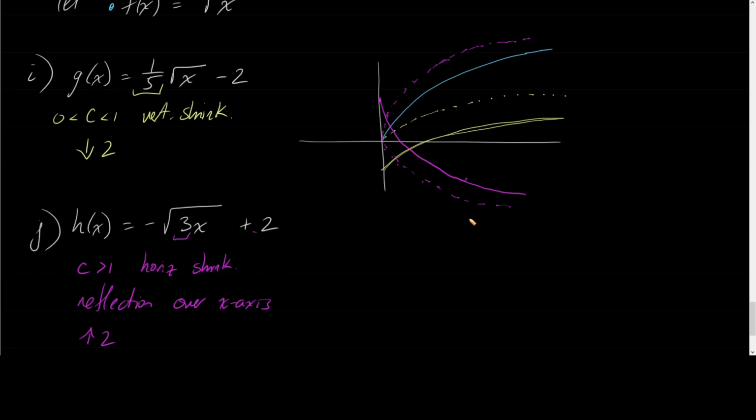All right, that is all kinds of transformations. We spoke about vertical shifting, horizontal shifting, reflections, as well as stretches and shrinks. All right, that is the end of 1.7.